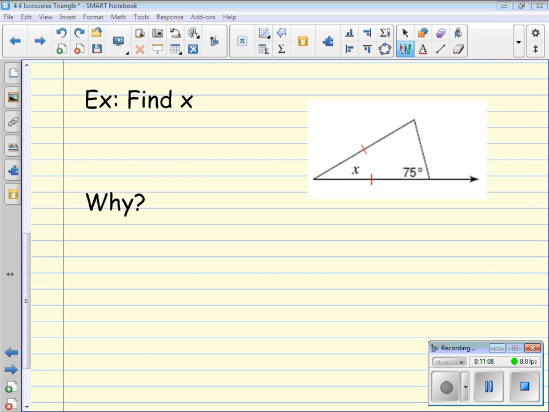And so I want you to see if you can figure out how to do this one. This is a little bit more challenging. Put some thought into it. Use your arrows to point to the angles that are congruent. Set that up, and then see if you can figure out what x is. Put me on pause. Come back and check with me.